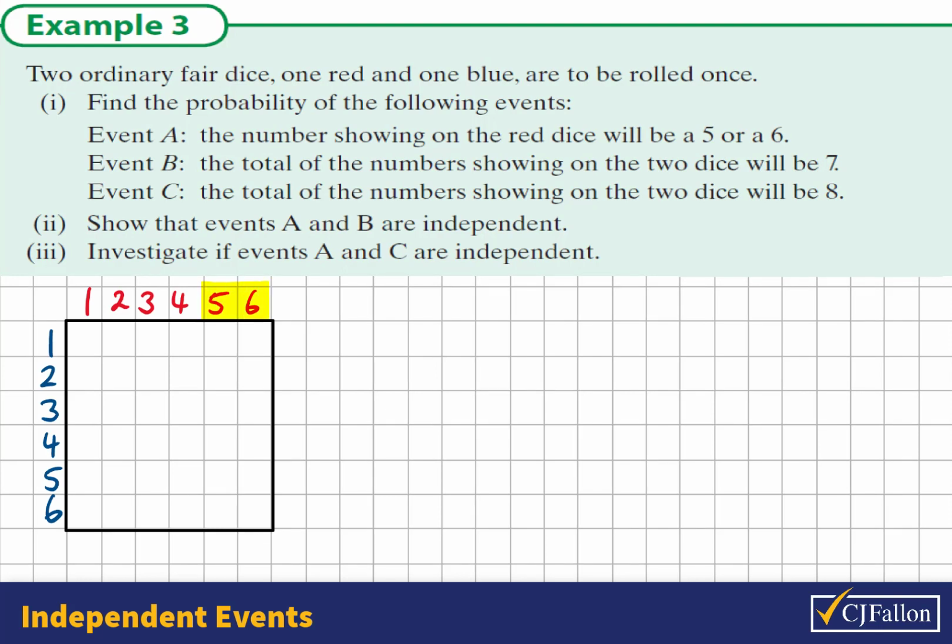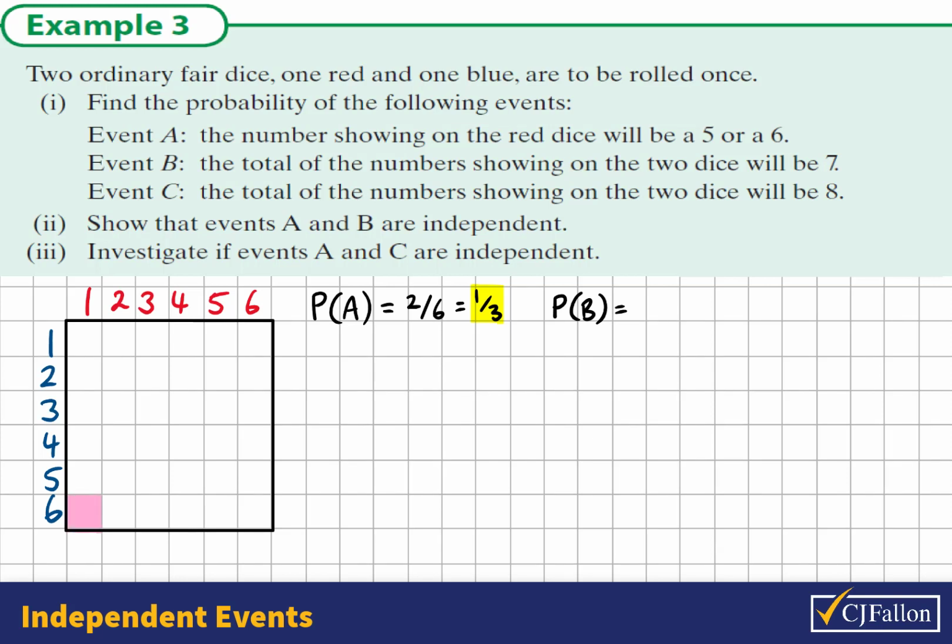So event A, the probability that red will be a 5 or a 6. We can see that there are 2 ways of doing this. 2 out of the 6 options, or 1/3 of the answers, will be 5 or 6 when you roll a red dice. Event B is that the totals on the dice would be 7.